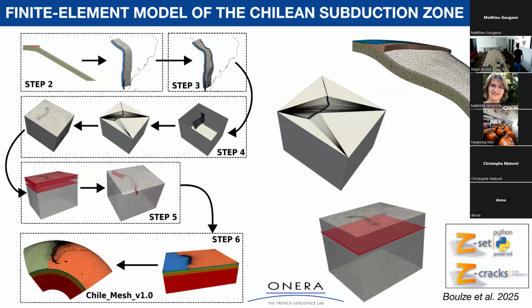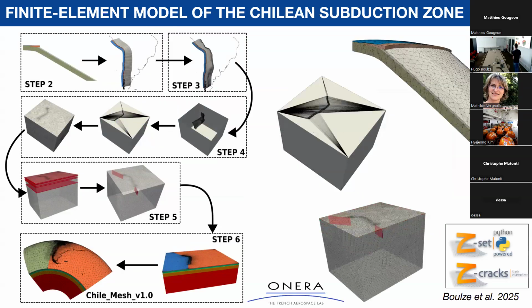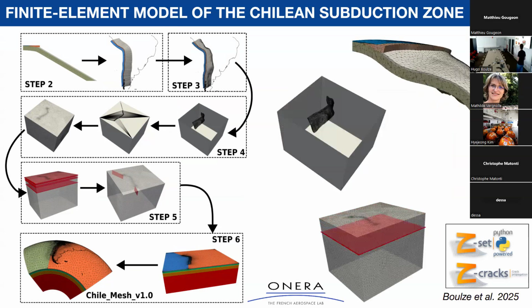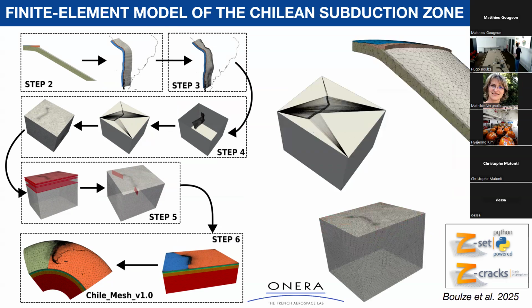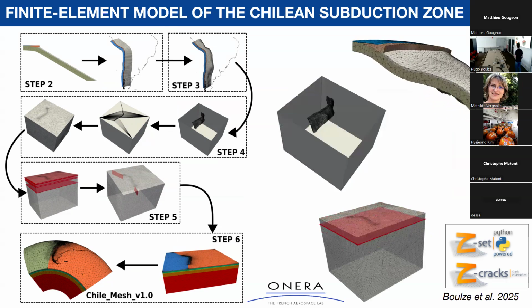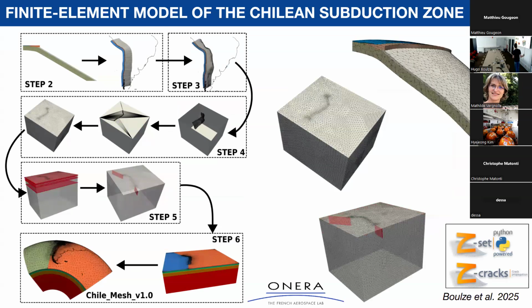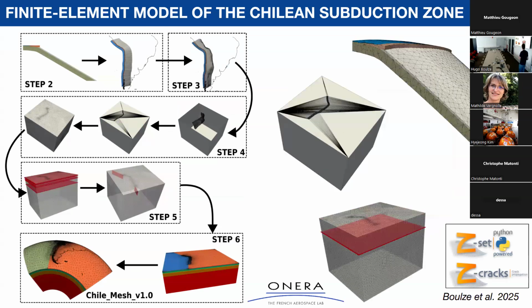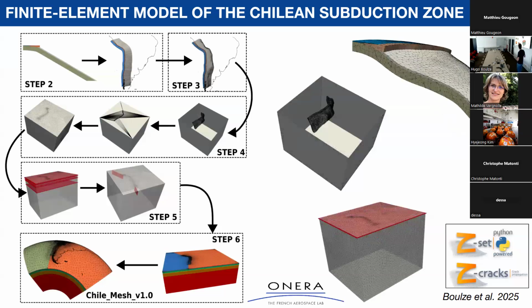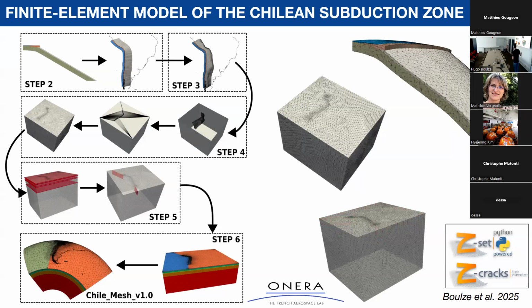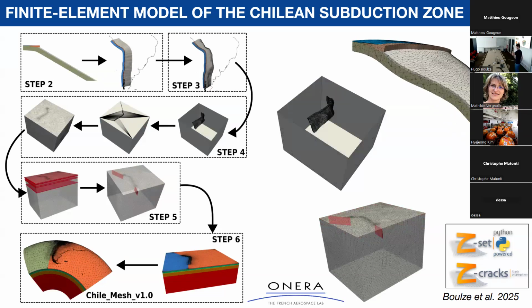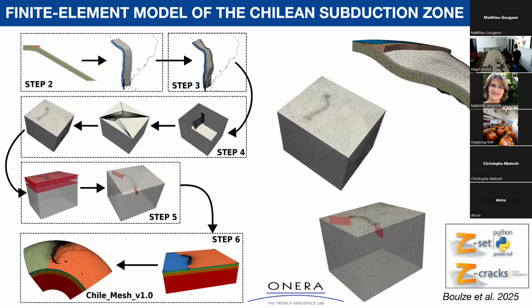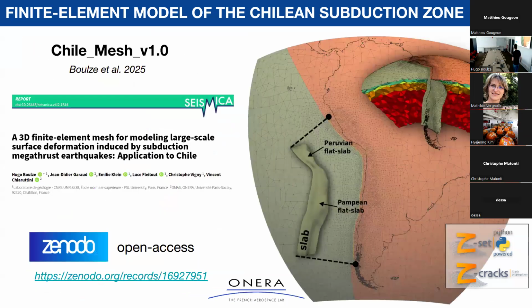Here you have the different stages needed to recreate this model. We start from a 2D cross section, and then we extrude this problem in 3D. We deform the surface of the slab to match it to Slab 2.0. We incorporate this slab into a bounding box, and then we recreate the different geophysical regions using a knife, cutting the different depths using planes.